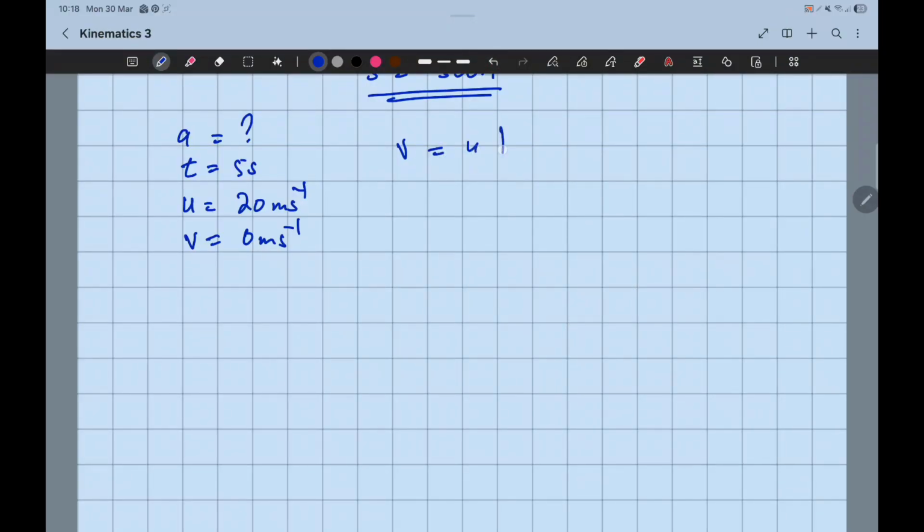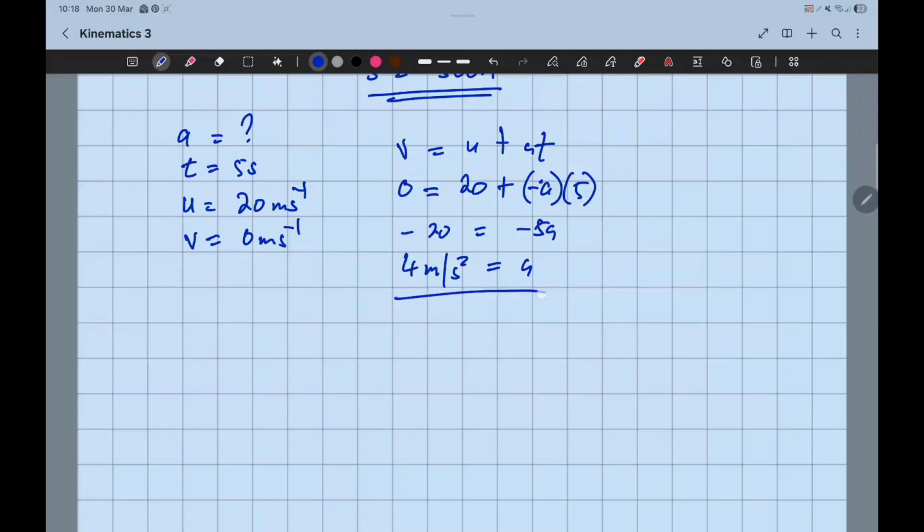So you can choose v equal to u plus at. So 0 is equal to our u, which is 20, plus our acceleration, which is negative because it is decelerating. So negative a times t, which is 5. So minus 5a equals minus 20. a equals 4 meters per second squared.